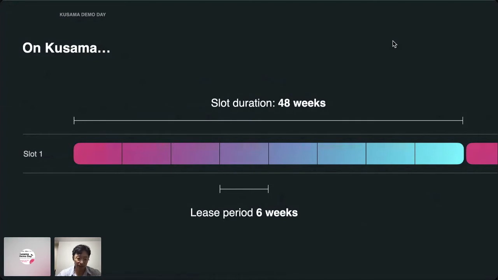So that means there's 6-month time intervals in Polkadot, for example, for developers to auction off their slot, right? To basically get their slot. So for example, they can get it for 6 months, 1 year, 2 years, etc. Whereas on Kusama, the slot duration is 48 weeks total, maximum, with a lease period interval of possibly 6 weeks multiples, right? So for example, it could be 24 weeks or 48 weeks as an example.